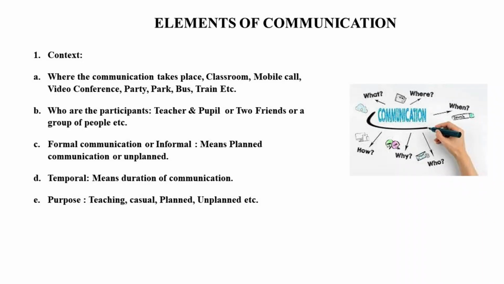Elements of communication. 1. Context. A. Where the communication takes place: classroom, mobile call, video conference, party, park, bus, train, etc. B. Who are the participants: teacher and pupil or two friends or a group of people, etc. C. Formal communication or informal, means planned communication or unplanned. D. Temporal, means duration of communication. E. Purpose: teaching, casual, planned, unplanned, etc.